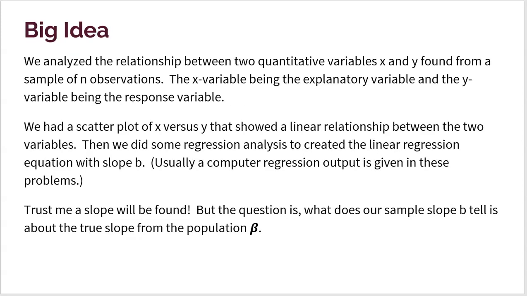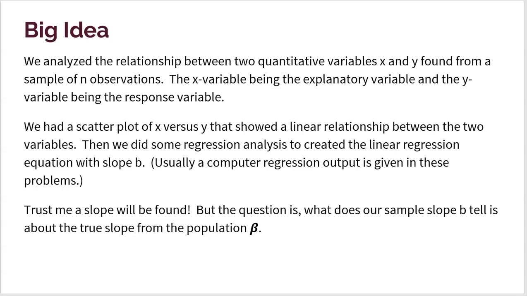So the big idea here in terms of slope is, remember, we analyze the relationship between 2 quantitative variables, x and y, found from a sample of n observations. That's how this starts off. We have a set of n observations. We measured 2 quantitative variables, x and y, and we want to explore the relationship between them. The x variable is the explanatory variable, keep that in mind, and the y variable is the response. The y is what we're trying to predict based on the x with our regression line.